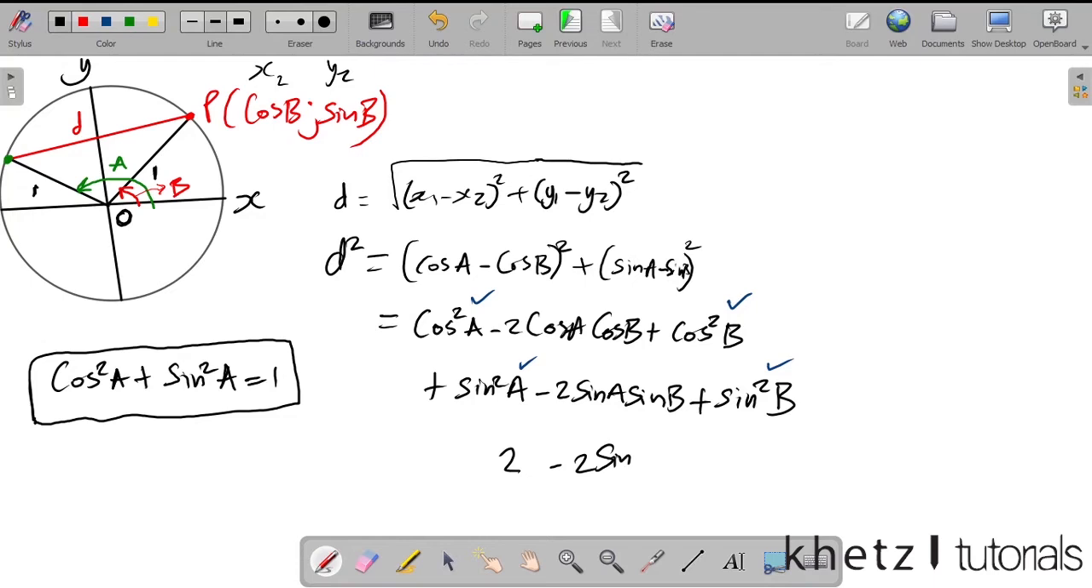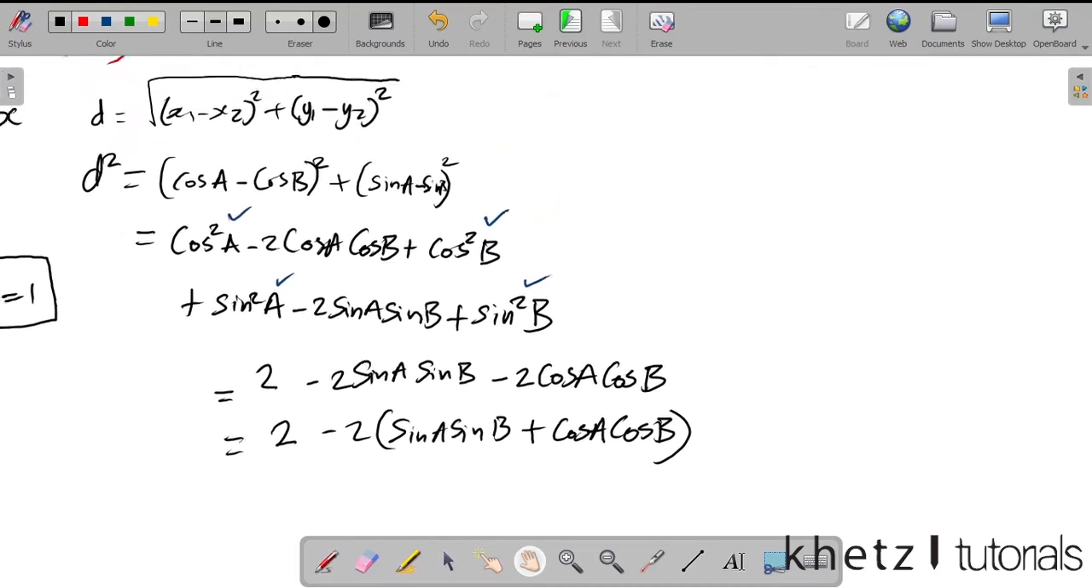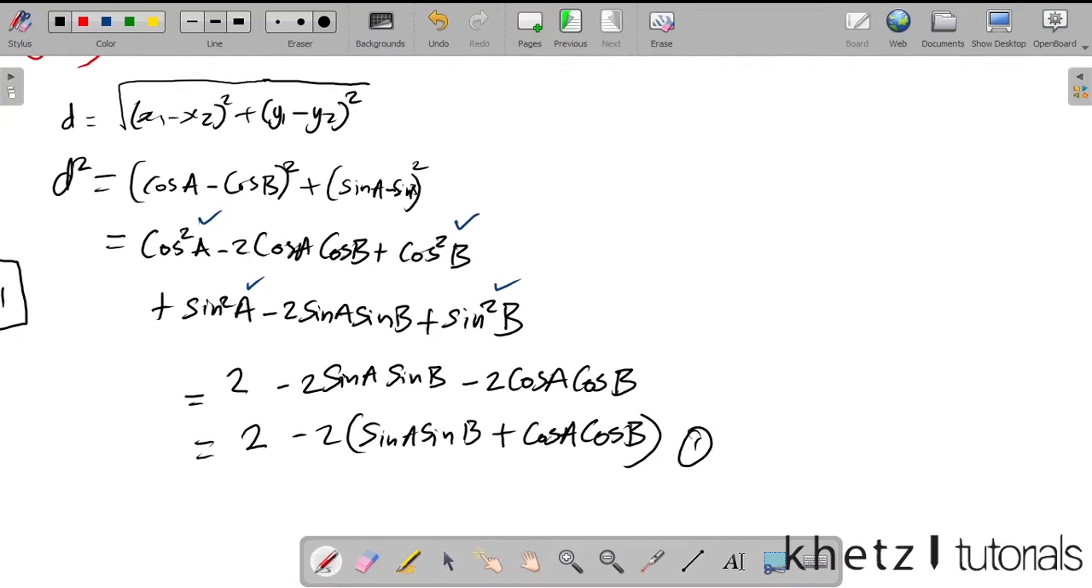Subtract 2 sine A sine B, then you also have minus 2 cosine A cosine B. Now that we have that, you take out this common factor of negative 2, if you like, just to simplify your equation. So you're going to take that negative 2 out because it's common there and there. And therefore, you're going to just have sine A sine B in the brackets, and your cosine A cosine B. So this is the first part. This is the first formula after using this distance formula.